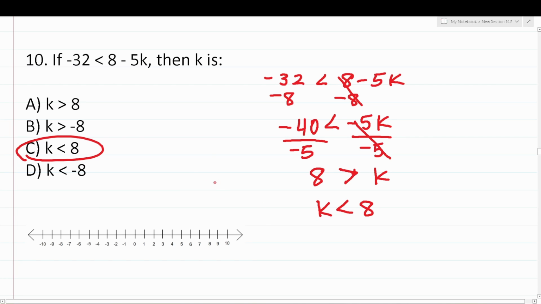Let's go ahead and graph it on our number line. Again, we're going to the value 8. And since we have a less than symbol, we know we're going to be using an open circle because we're not going to include 8. And then this says k is all the values that are less than 8. What values are less than 8? Well, 7, 6, 5, 4, 3, 2, and 1, and so on and so forth. So our arrow is going to go that way.